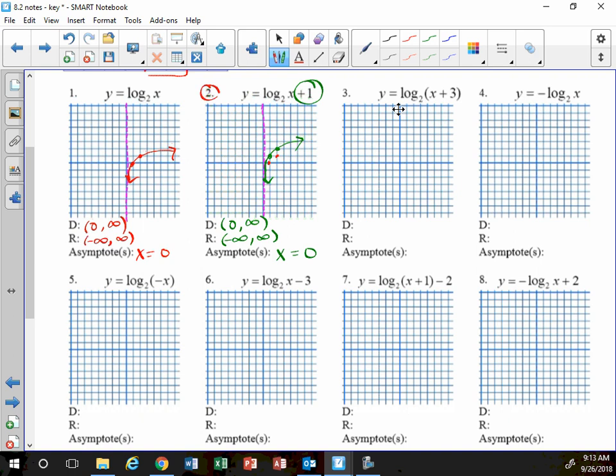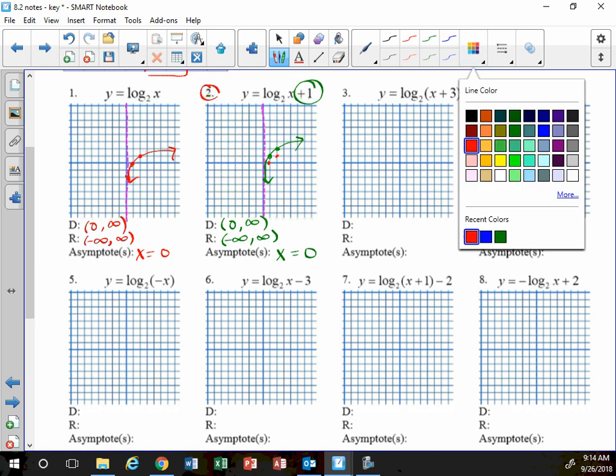How are we doing on that one? Yeah, good question. So when we did the exponential, if there was a vertical shift, that changed the asymptote. Since our asymptote is now up and down, it's not going to be the vertical shift that changes it. What's it going to be? Yeah, if there's a side-to-side shift. So that's why that one's still x equals 0. So let's look at 3 and see if it changes.